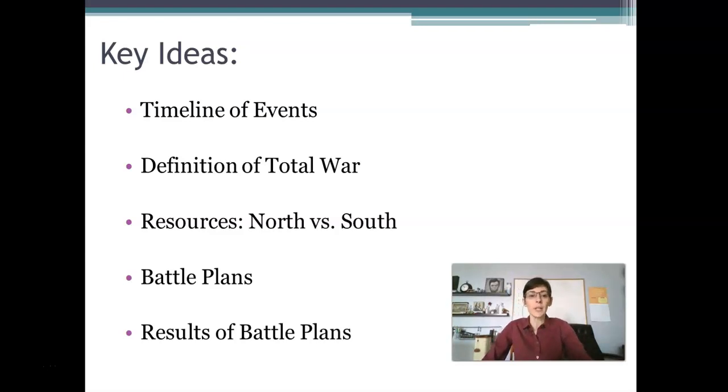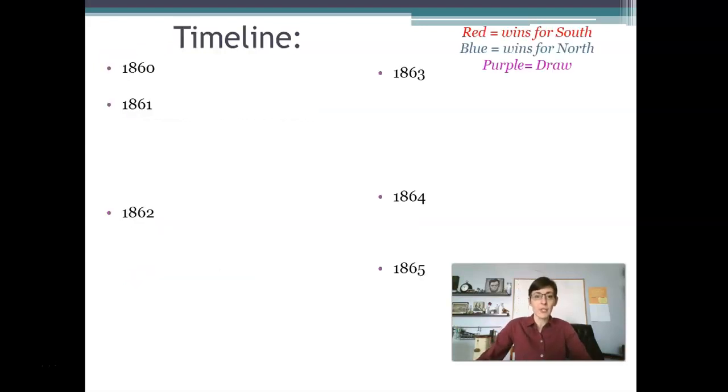We're also going to look at a brief comparison of resources of North versus South. If you want more details on that, please check out my video lessons previous to this one that talk about the buildup to the Civil War and also have individual video lessons on what the North had versus what the South had. But so that we're all on the same page, I want to do a quick review of that here. Also, we're going to look at some battle plans and the results of those battle plans. In part two, I'm going to focus on a more play-by-play of the Civil War and some key battles. So, all right, let's take a look.